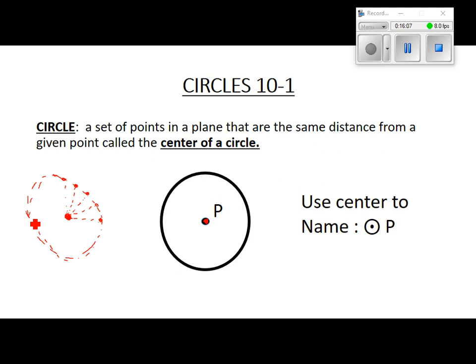When we name a circle, we went over this before, this is the symbol for a circle, and you name it using that center point, whatever that capital letter is. So this circle would be just circle P.